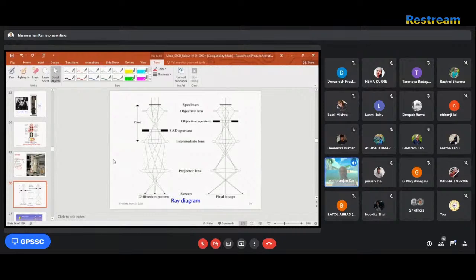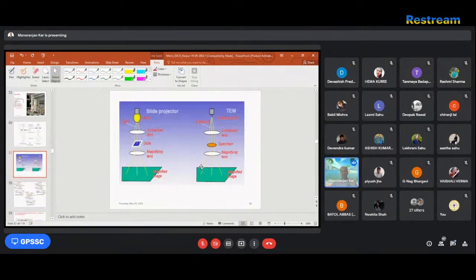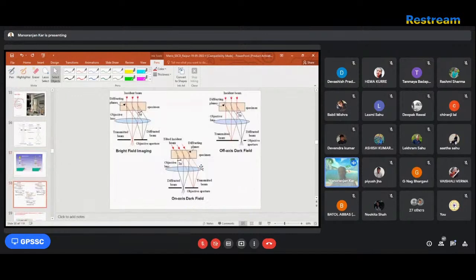There are two kinds: one is selected area diffraction, and another is imaging. I don't have time to go into it, and this is side by side. But when you go to TEM imaging, you have two techniques. One is bright field imaging, which is very, very important, and the other is dark field imaging. Again, dark field can be off axis and on axis.